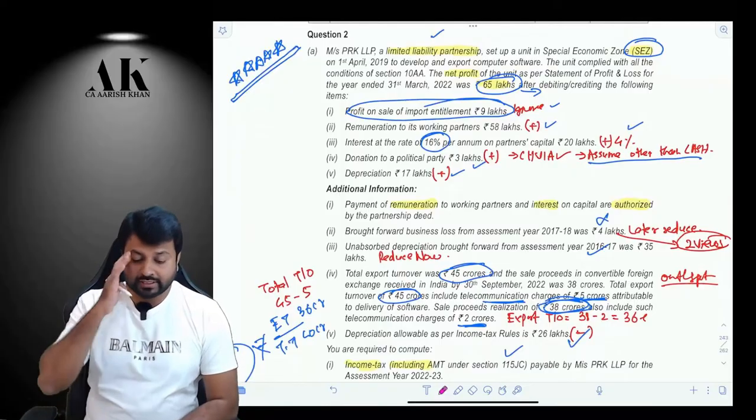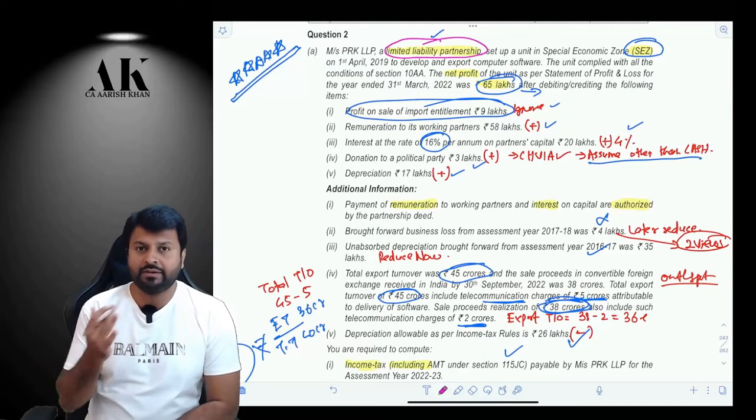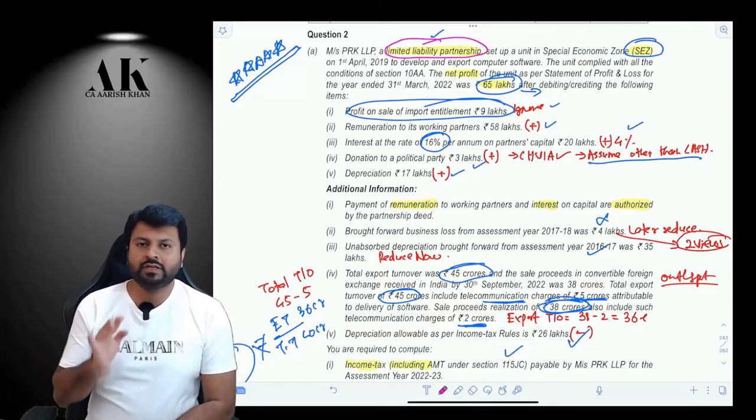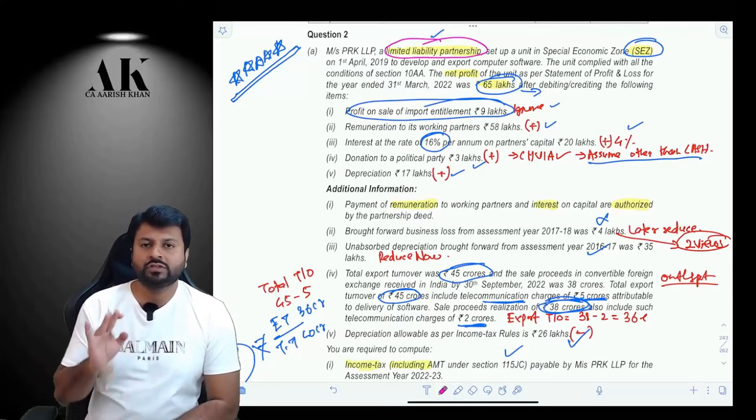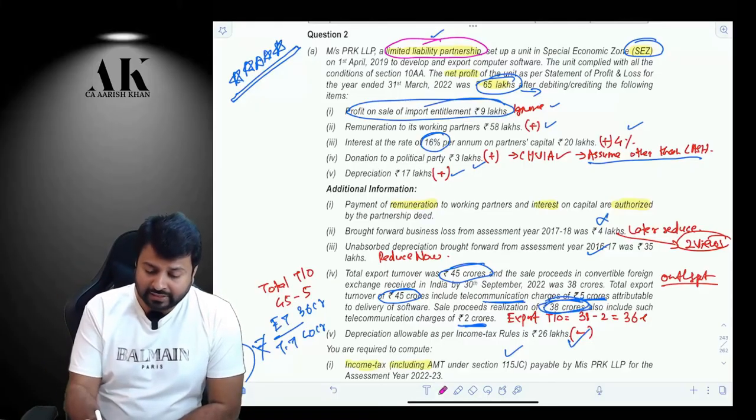So let's move on to the next question. This next question is on LLP and this is also on 10AA, and there are multiple implications in this. So always remember, whenever there is a question on a partnership firm or LLP, the first thing you have to find out is the book profit. Okay. Now this LLP has a net profit of 65 lakhs.